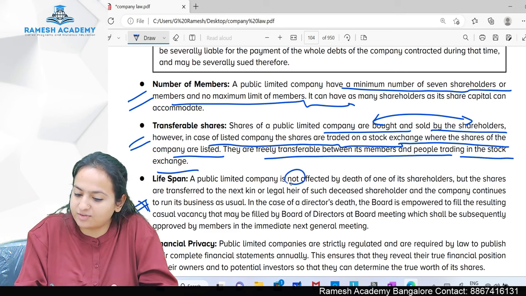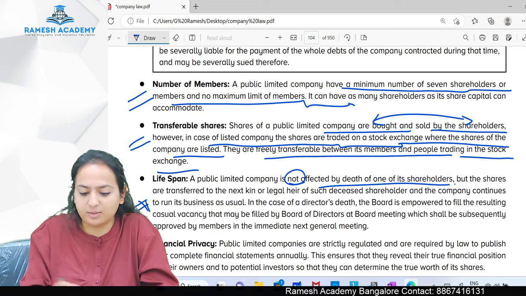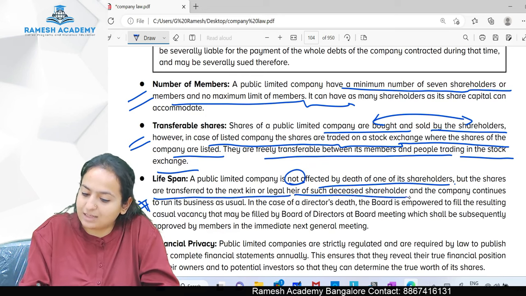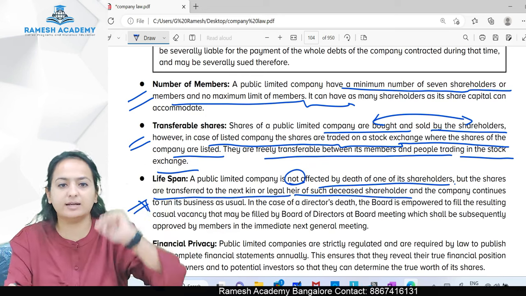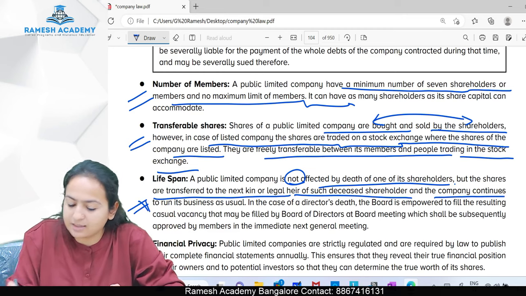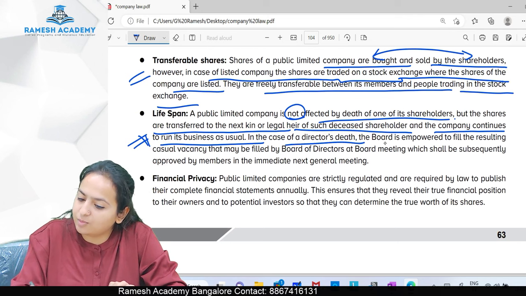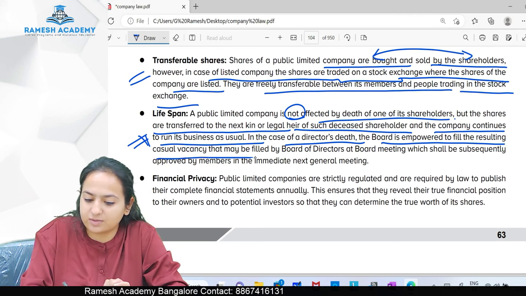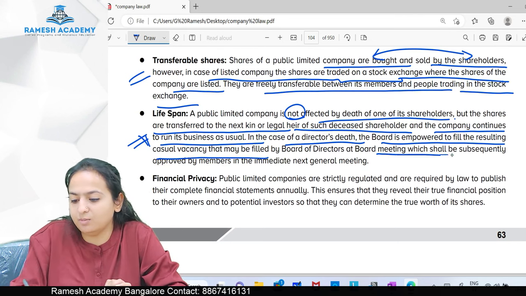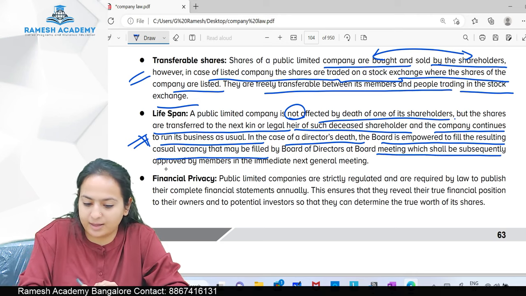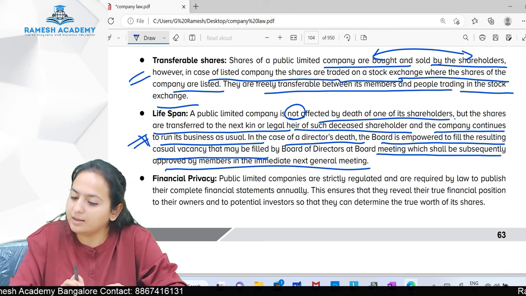Lifespan, it is not affected by the death of one of the shareholders, but the shares are transferable to the next kin or the legal heir. Means the next successor can get the shares. And the company continues to run its business. In case of the directors, the board is empowered to fill a casual vacancy, which may be filled by the BOD at the board meeting, and consequently approved by the members in the immediate general meeting.